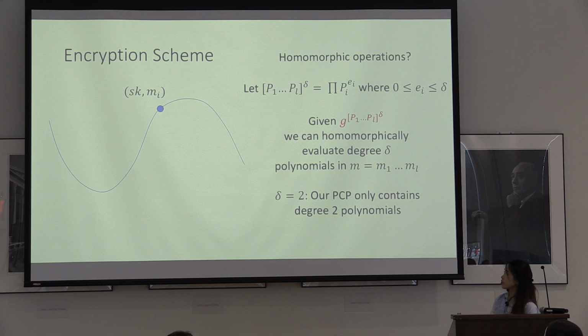So in general, we're going to denote by this bracket notation the set of all polynomial products where each polynomial has exponent e to the e sub I, where I is between 0 and delta. And if we give the encoding of each product in this set, then we can homomorphically evaluate degree delta polynomials in our message. So again, this bracket notation is actually a pretty large set of polynomials. And if we give the encoding of each such polynomial in this set, then we do have homomorphic operations.